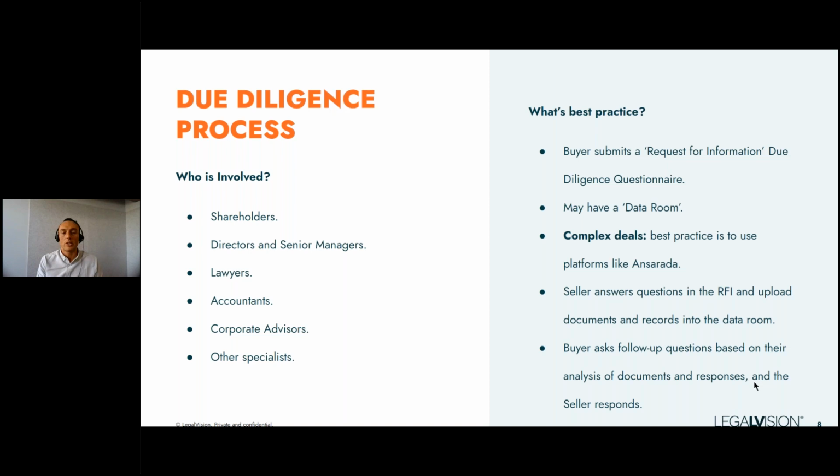usually then what happens is that the seller will answer all of the questions set out in the questionnaire and the RFI and upload all of the relevant documents into the relevant data room. The buyer will digest all of that, and there might be some follow-up questions involved, which again the sellers will basically respond to.